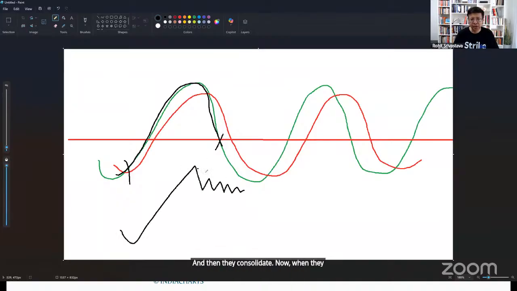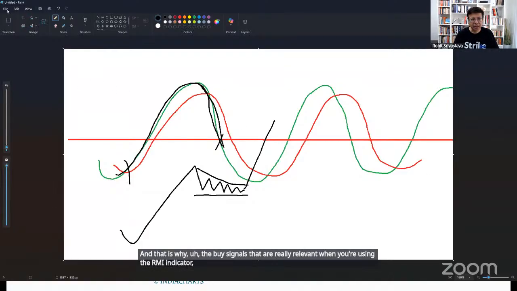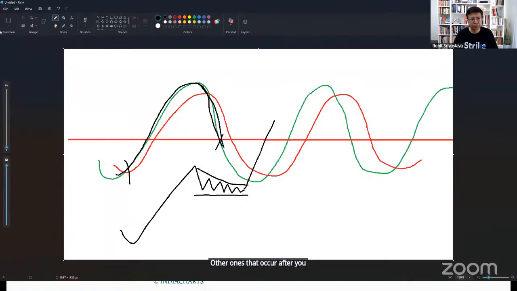Now, when they consolidate for some time, the rate of change goes back to zero. And that's why the RMI indicator comes right back down. And it's only once it completes the cycle back to zero that we get a fresh move. And that is why the buy signals that are really relevant when you're using the RMI indicator are the ones that occur after you come back to zero.